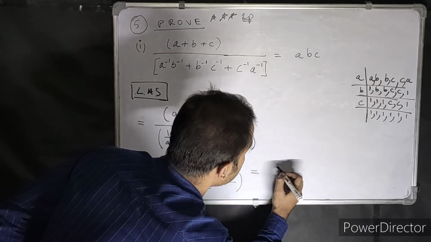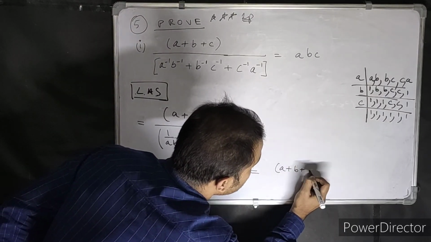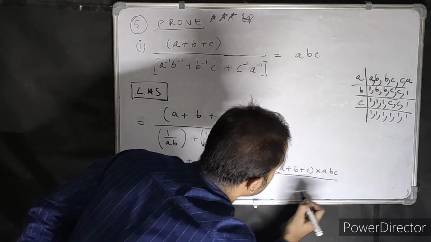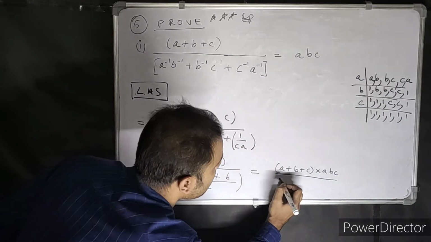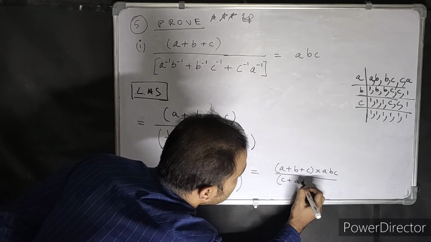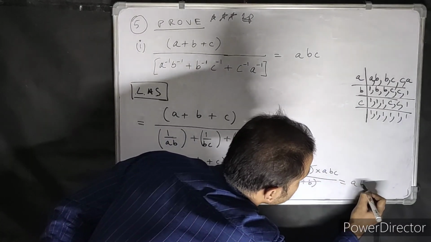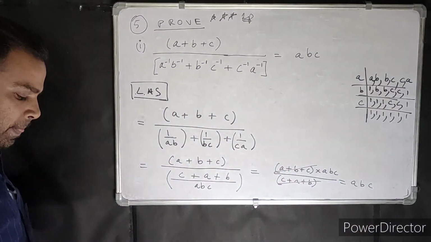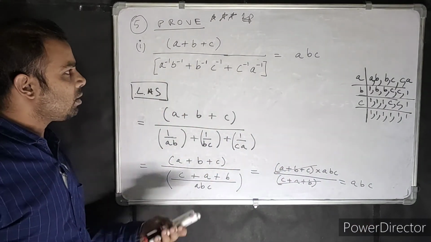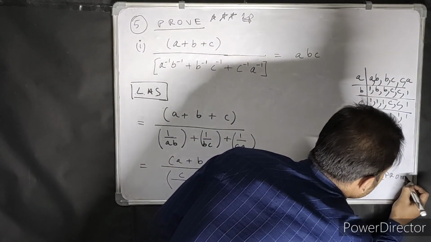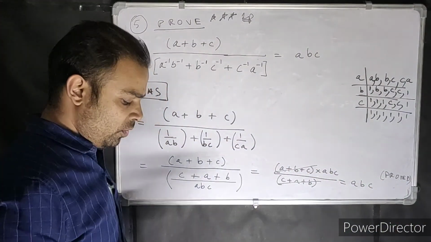From here, what is your next step? This abc goes up. That is a plus b plus c into abc. You don't have to put multiplication, just write abc in front. And what is this? c plus a plus b. These two terms are the same thing. Cancel them out and your answer is abc. There you go. Simple question, and this is proved. Okay, you have proved it.